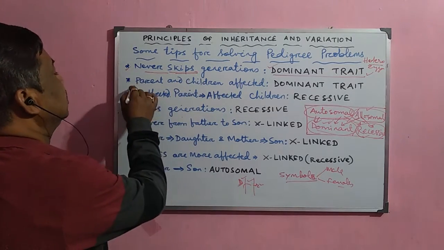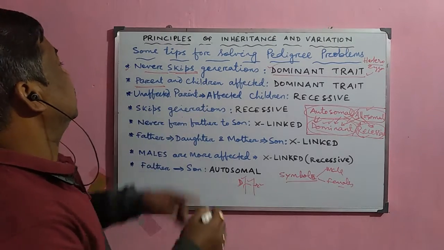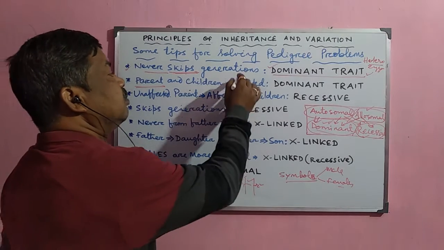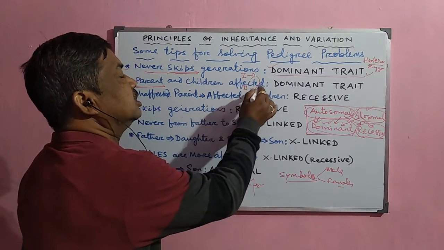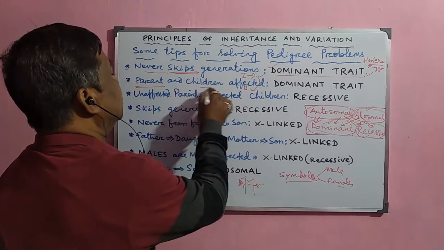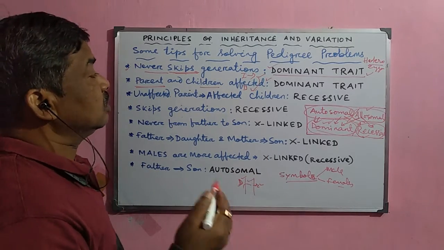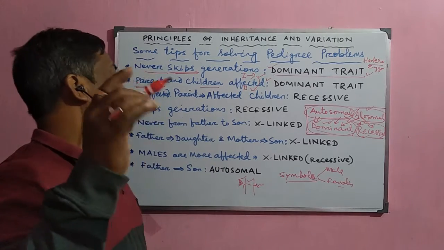Next, the parents and children both are affected. That means when it never skips a generation, the disease is there in the first generation and also in the second generation. So parents have the disease and the children also have the disease. So it must be a dominant trait if both parents and children are affected by this disease.